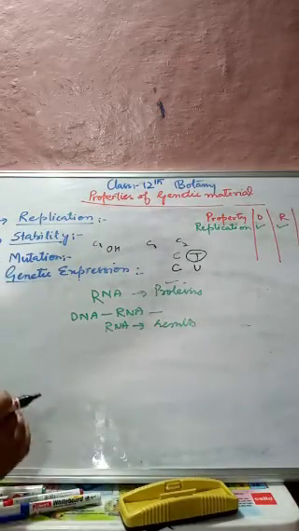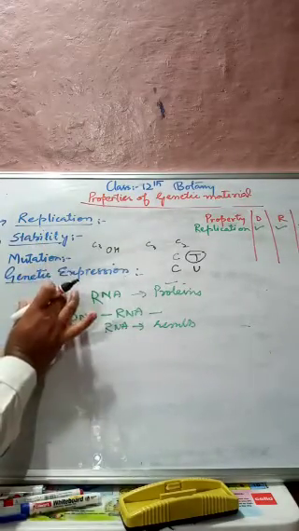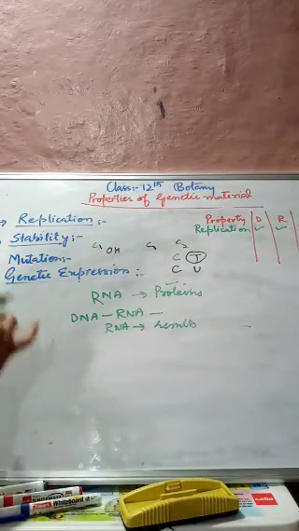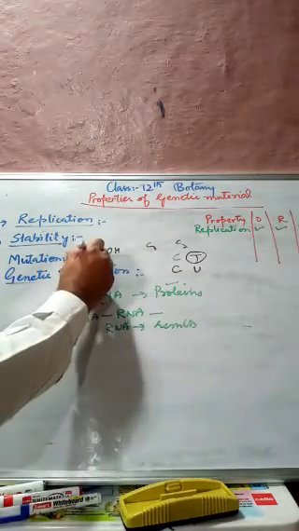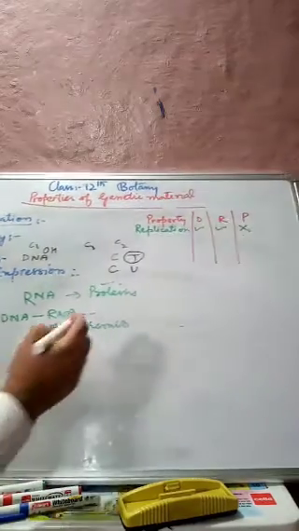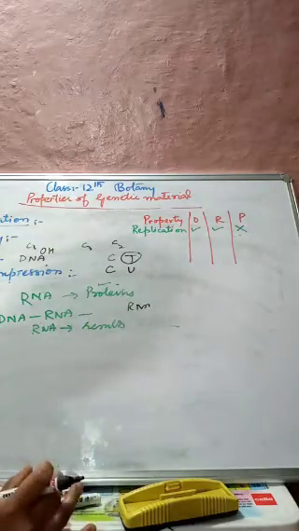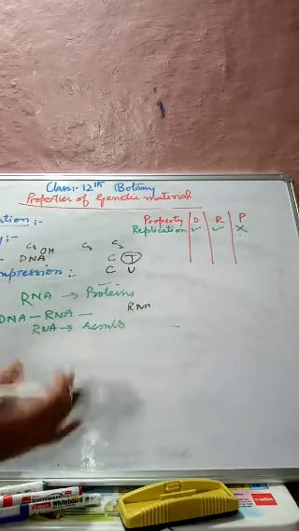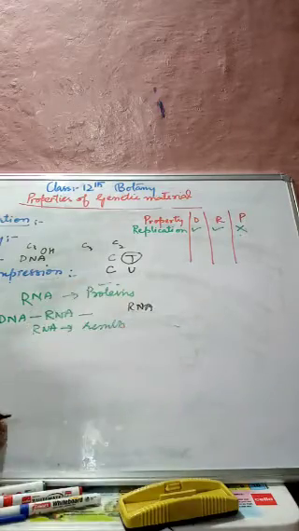Mutation: genetic material should be able to undergo mutation, and those changes should be inherited. RNA mutates at a very fast rate compared to DNA. Viruses have RNA, they mutate and undergo evolution at a faster rate, so they have a short span of life.